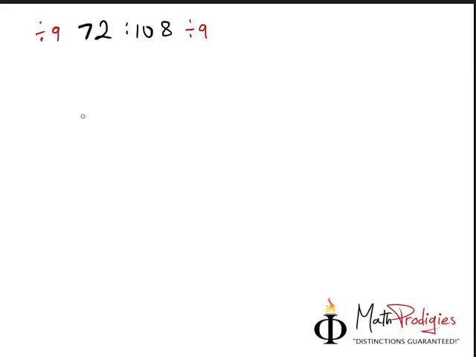So therefore, 8. And what times 9 gives you 108? 9 times 10 gives you 90. 9 times 2 gives you 18. 90 plus 18 gives you 108. Therefore, it's 8 to 12.